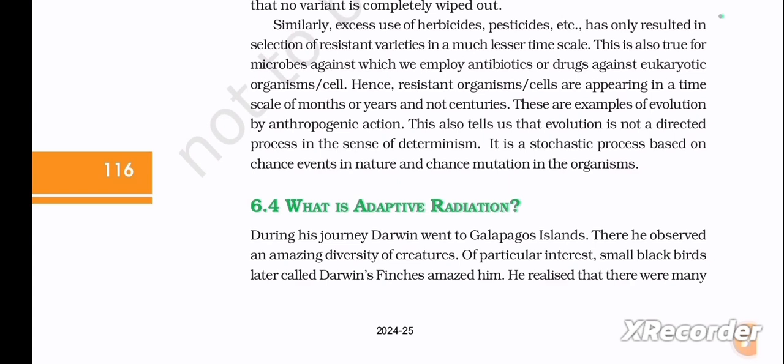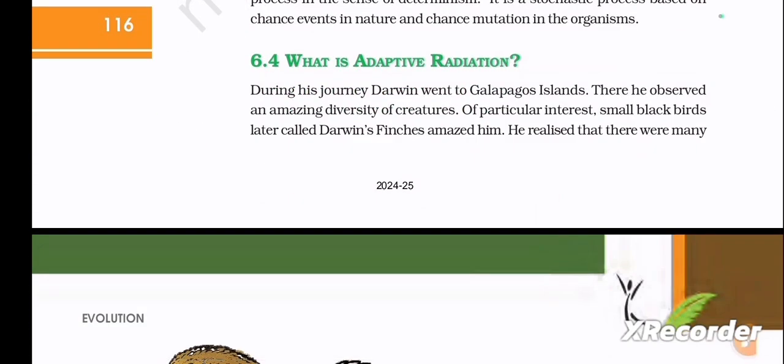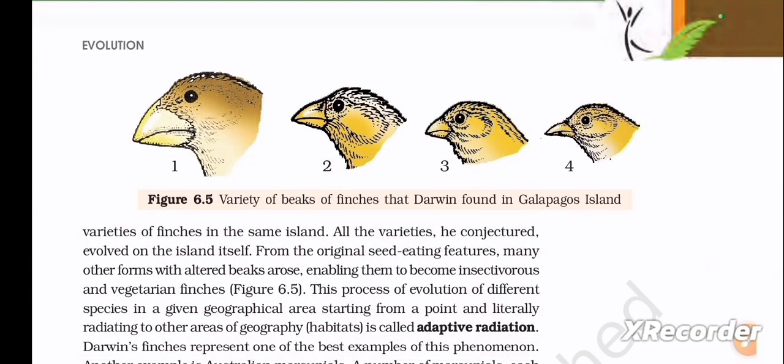During this journey, Darwin went to Galapagos Islands. There he observed an amazing diversity of creatures. Of particular interest, small black birds, later called Darwin finches, amazed him. He realized that there were many varieties of finches in the same island. All the varieties, he conjectured, evolved on the island itself. From the original seed-eating features, many other forms with altered beaks arose, enabling them to become insectivorous and vegetarian finches.